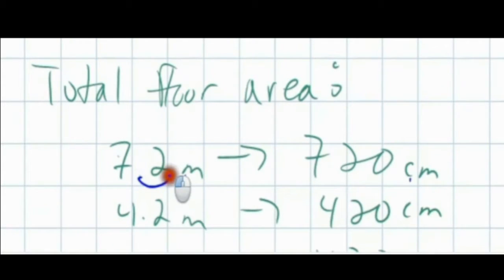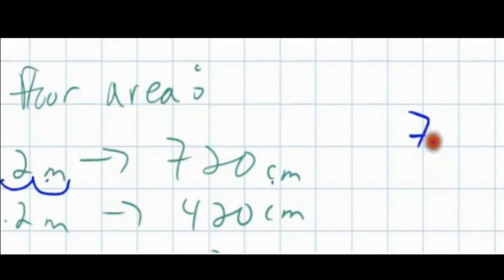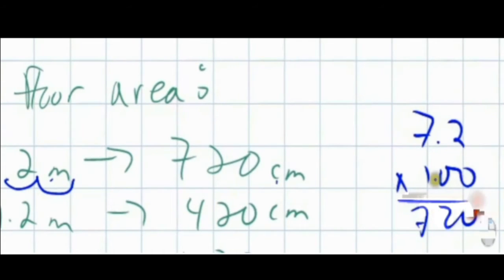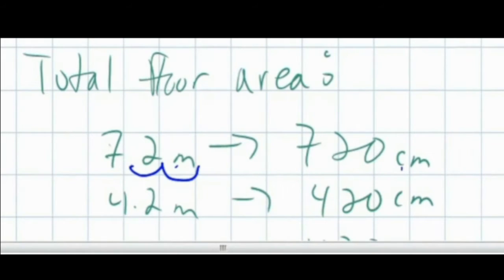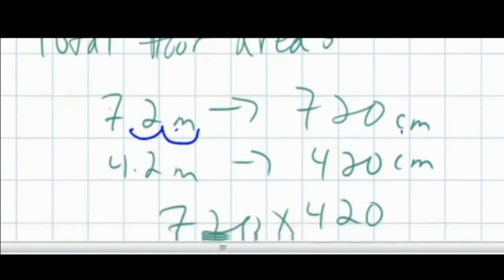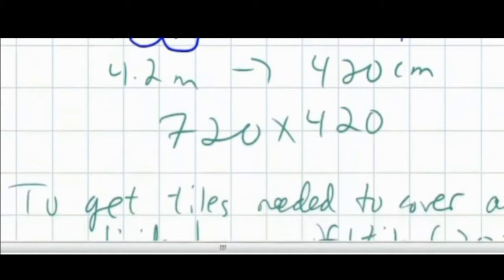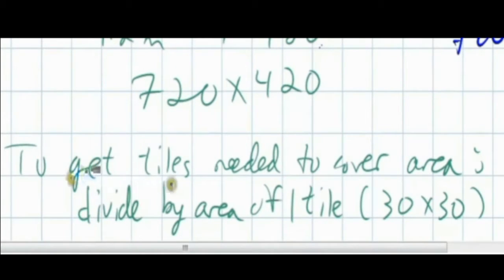The way that I did that was I just moved the decimal point over two spaces because it's multiplying by 100. So 7.2 times 100 would simply be 720. That's what I did for both of these. So to find the total area, I would have to multiply 720 times 420. But before I go on and do that, that's my total area, right? But what are they asking me? They're asking me how many of these tiles will cover a rectangular floor.